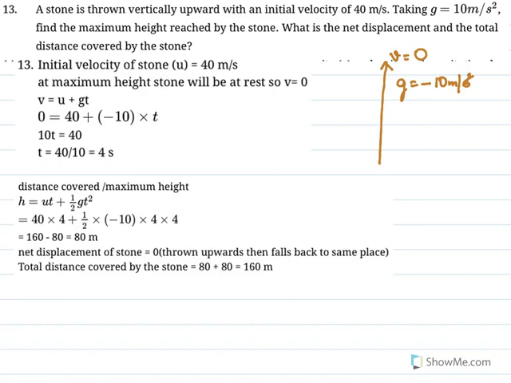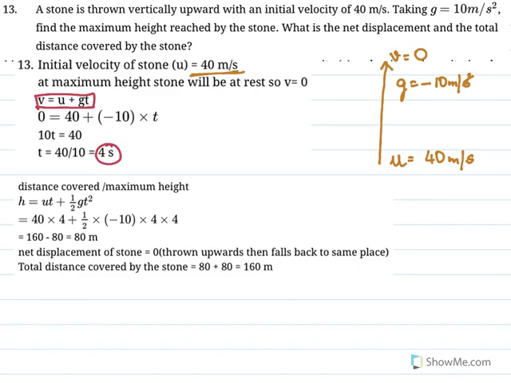And here they have said that it is thrown with a velocity of 40 meter per second. So u is 40 meter per second. So we use the formula v equal to u plus at, or gt. We put our values and we get the time as 4 seconds.